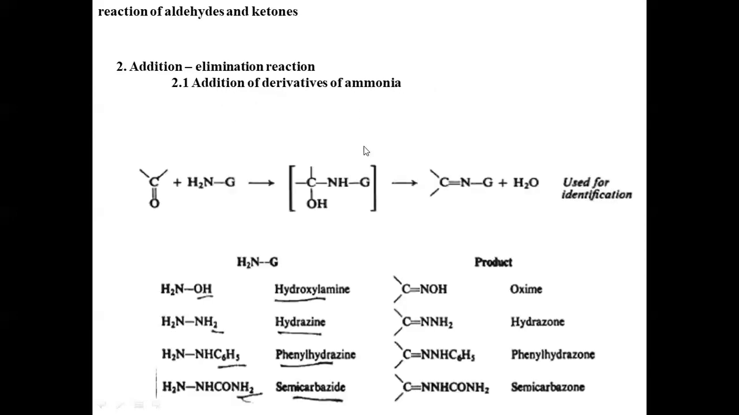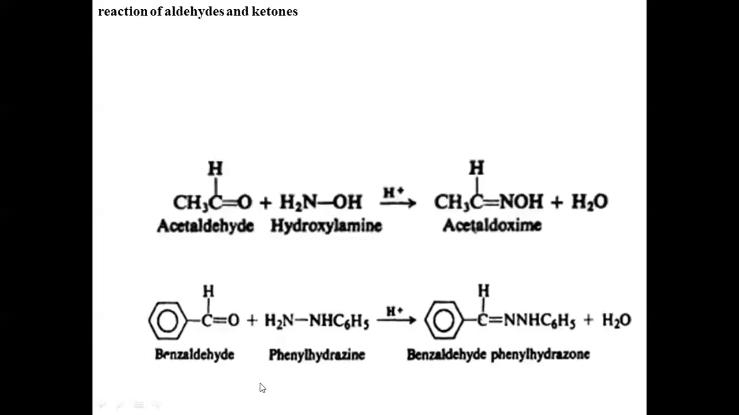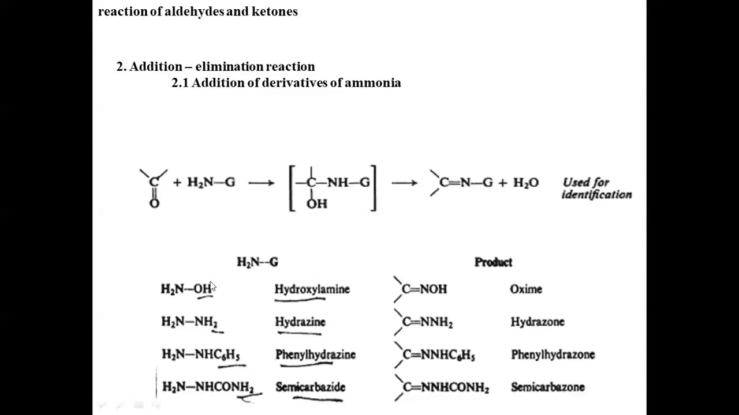The addition elimination reaction that we'll see in this presentation is the addition of derivatives of ammonia. This is the general reaction of addition of a derivative. This is an ammonia derivative. What does ammonia derivative mean? Ammonia is NH3. When one of the hydrogens of NH3 is replaced by a certain group, that becomes a derivative of ammonia. For example, this group can be OH, NH2, NHC6H5, NHCONH2. If the G group is OH, it will form NH2OH, that is hydroxylamine. NH2NH2 is hydrazine. This is phenylhydrazine and this is semicarbazide.